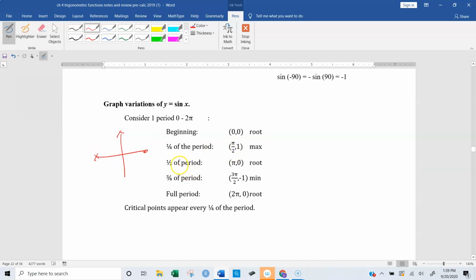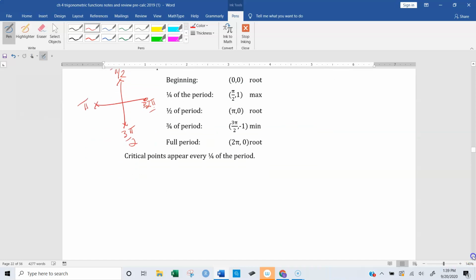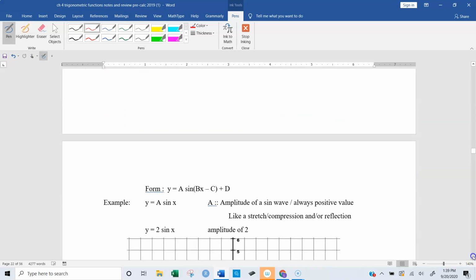This here's 2/4 of the way, or 1/2. Well, 1/2 is pi. So you remember where you're at. Now we're 3/4 of the way, which is 3 pi over 2. And then we made our complete circle, which is 2 pi. All right, so there's 5 points because you start and end on the same spot. Okay, so our critical points are every 1/4 of the way. That gives us our maxes, our mins, and our roots is what we want to look at.